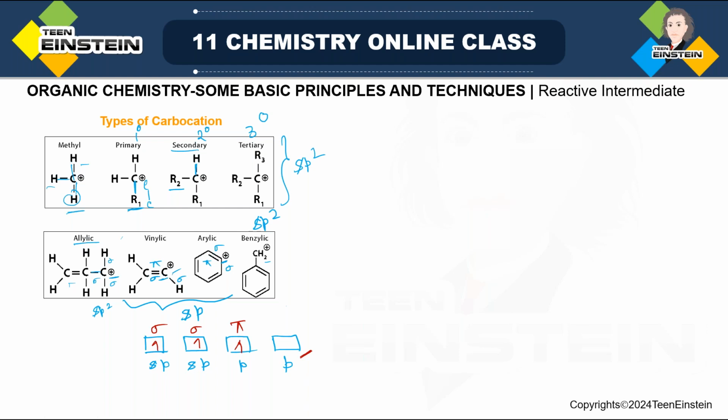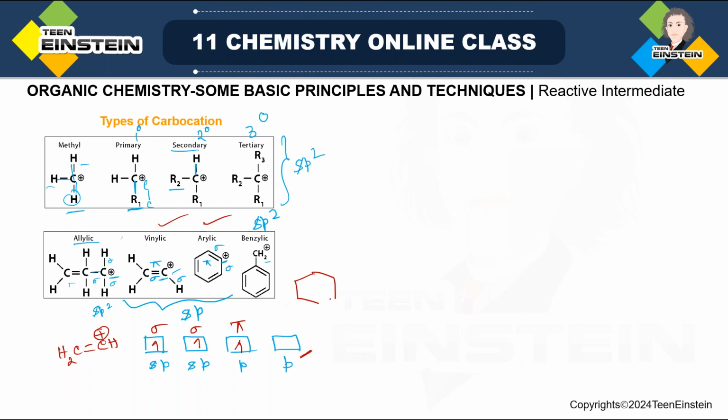So as this is completely vacant, you will have the positive charge considered for this vacant p orbital. For these two cases, that is vinylic and aryl, the vinylic positive charge is basically CH2=CH+, and aryl means the positive charge is directly present over the benzene ring.